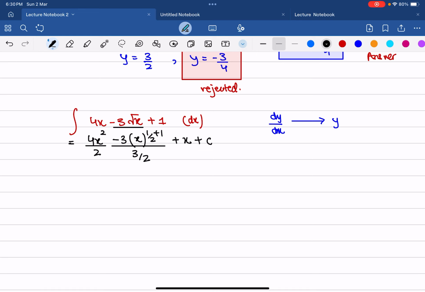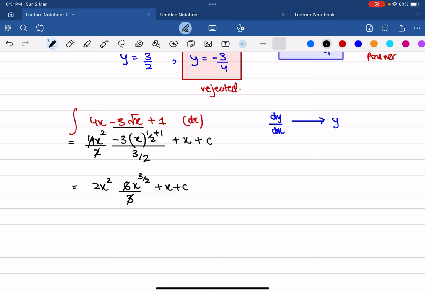Now what will I do? Let me simplify it a little. When I simplify, this is going to be 2 over 2, so I'm going to cancel them out. This is 2x². Now you see that you have a fraction in the denominator. What do I do with it? I simplify by taking the reciprocal. When I reciprocate it, this is going to turn out to be 6/3 x power 3/2 plus x plus c.